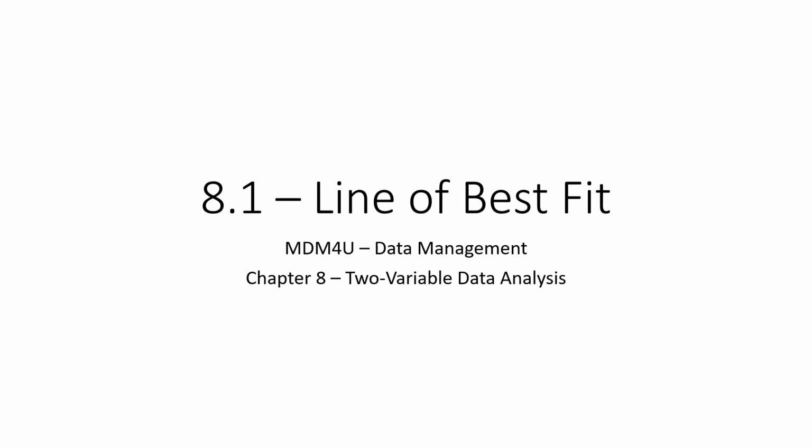Everyone, in this video, we are going to begin chapter 8, our final chapter. We're going to talk about the line of best fit today. So chapter 8 is about two variable data analysis. We are going to look at the relationship between two variables, two sets of numerical data. And this chapter is important for your culminating activity. So it's important that you understand the concepts that are being taught in this chapter.